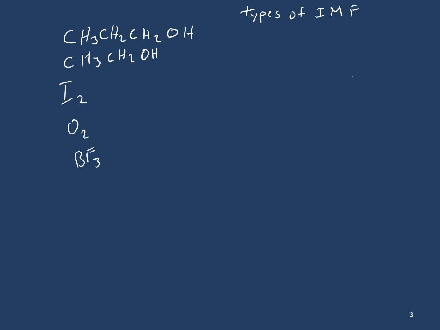So, first off, let's look at this one. This molecule we know has London dispersion because everything has London dispersion. Because of this OH group here, I know this is going to be a polar molecule. And if we draw out the Lewis structure, we'll be able to see that due to its asymmetry. So it has dipole-dipole interaction. Also, because I have this oxygen-hydrogen bond here, I know I also have hydrogen bonding. And we can see that when we draw this Lewis structure out. So let's draw this Lewis structure out.